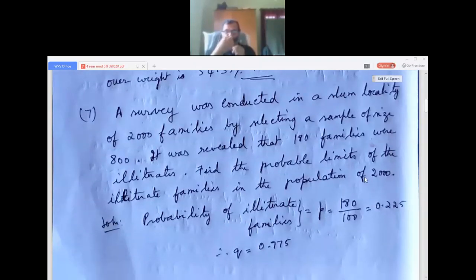It's the question. So first we find probability of illiterate families, that is P. That is 180 by 800. Just correct it, there is a writing mistake. 180 by 800, that is 0.225. Then we have to find Q. P plus Q is 1, so Q is 1 minus P, 1 minus 0.225, that is 0.775.